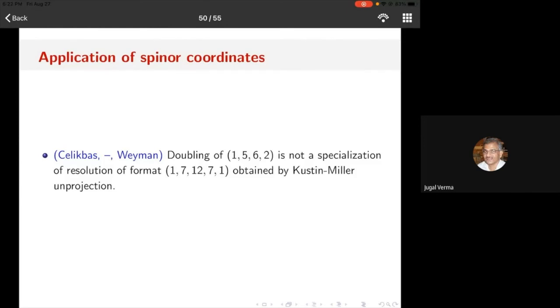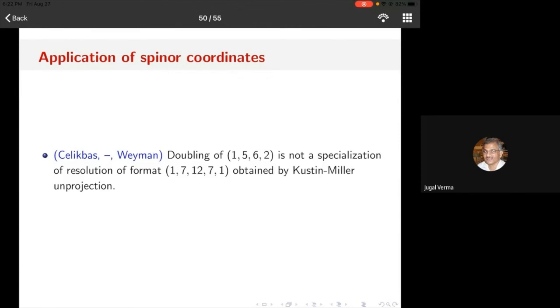This argument we saw by the number of minimal generators among the Spinor coordinates, because in the case of a 7 generator grade 4 Gorenstein ideal which comes from the Kustin-Miller construction, there are 4 minimal generators which are among the Spinor coordinates. In the case of this doubling of 1, 5, 6, 2, only one of the minimal generators is among the Spinor coordinates. So this gives a new family of grade 4 Gorenstein ideals, which comes from a 7 by 12 matrix, which is not a specialization of the Kustin-Miller.